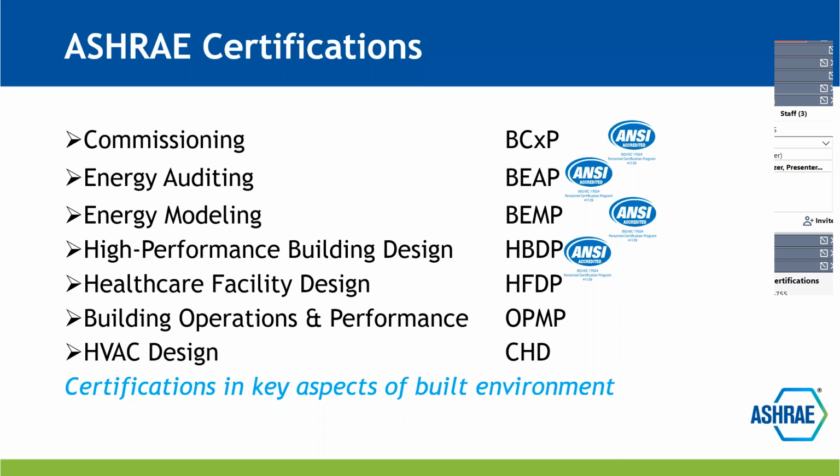So as you can see, Ashrae certifications cover most of the areas related to the built environment, right from the design of the building, commissioning of the building, and also the ongoing performance of the building. So these certifications are, as I said previously, very well aligned with the industry needs. There are 4 Ashrae certifications that are ANSI accredited right now. The remaining 3, namely HFDP, OPMP, and CHD, will be ANSI accredited in the month of July. So starting July this year, all the Ashrae certifications will be ANSI accredited.